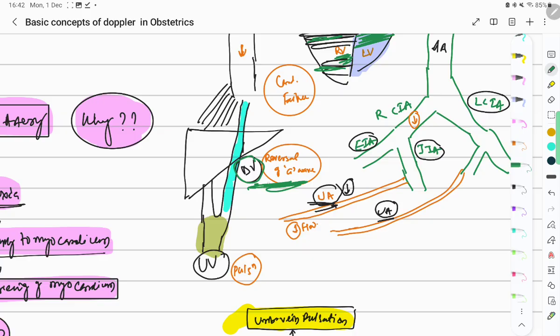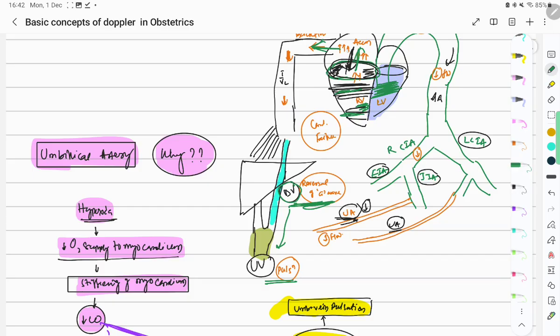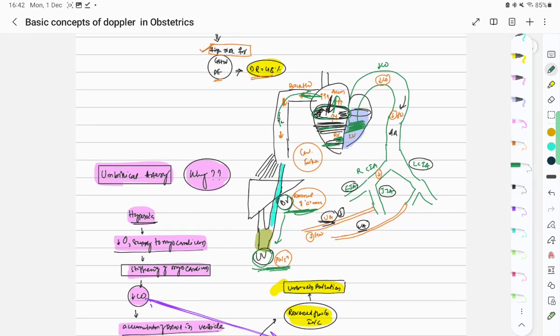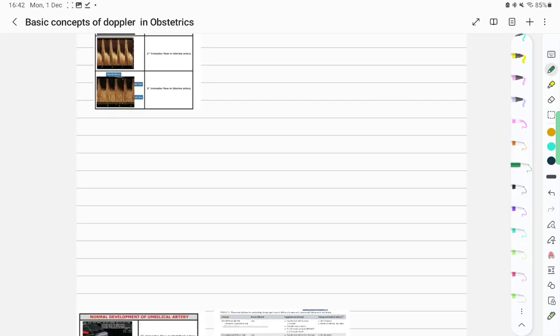Once there is a reversal of A wave, ultimately pulsation will be seen, because the right atrium pulsation will be transmitted from here to the umbilical vein. So there will be pulsation seen in the umbilical vein. If pulsation is seen in the umbilical vein, that is a sign of imminent cardiac compromise. So this is the basic concept why we do all these Dopplers: umbilical artery Doppler, ductus venosus Doppler, umbilical vein Doppler and uterine Doppler. This is the basic concept behind these Dopplers. Now we will interpret these Dopplers.